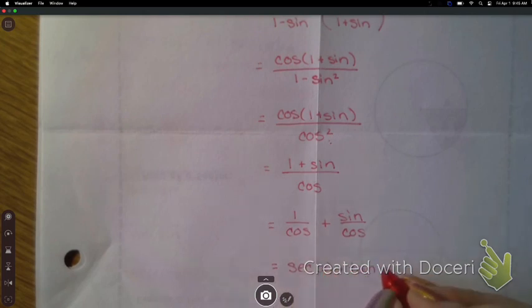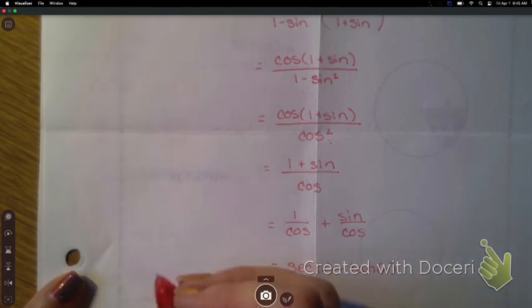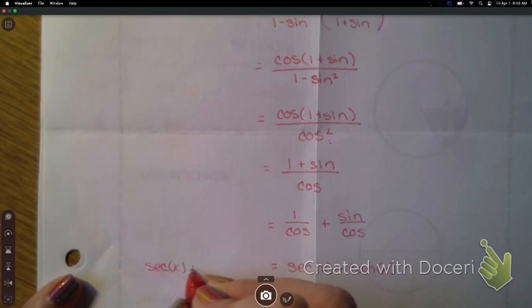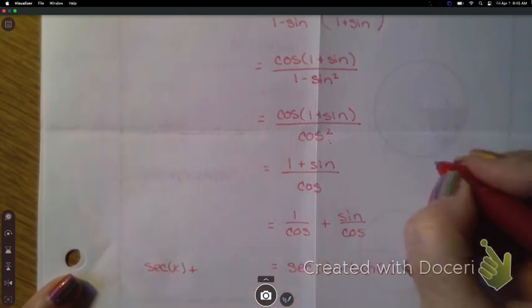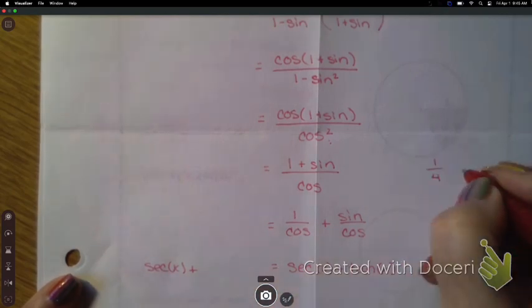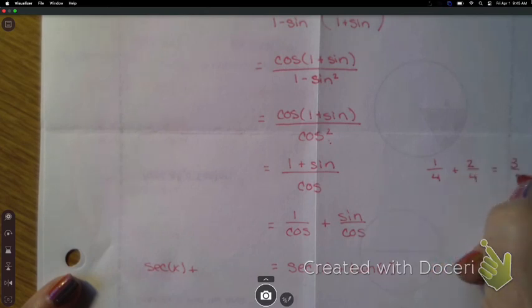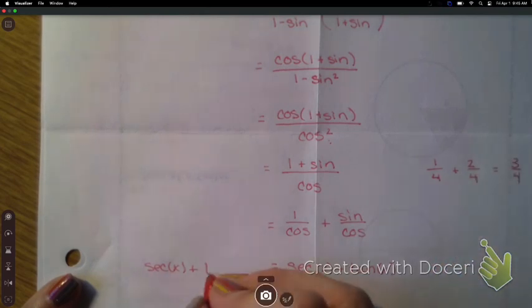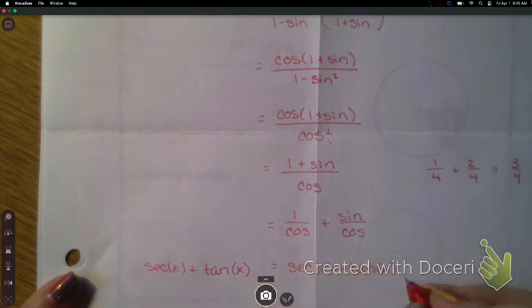Wait, since there's only 1 cosine, can it still be pulled apart into 2? Yeah, because that's how it goes. Like if I have 1/4 plus 2/4, I have 3/4, yes? It's the same math. It doesn't change. And don't forget your box.